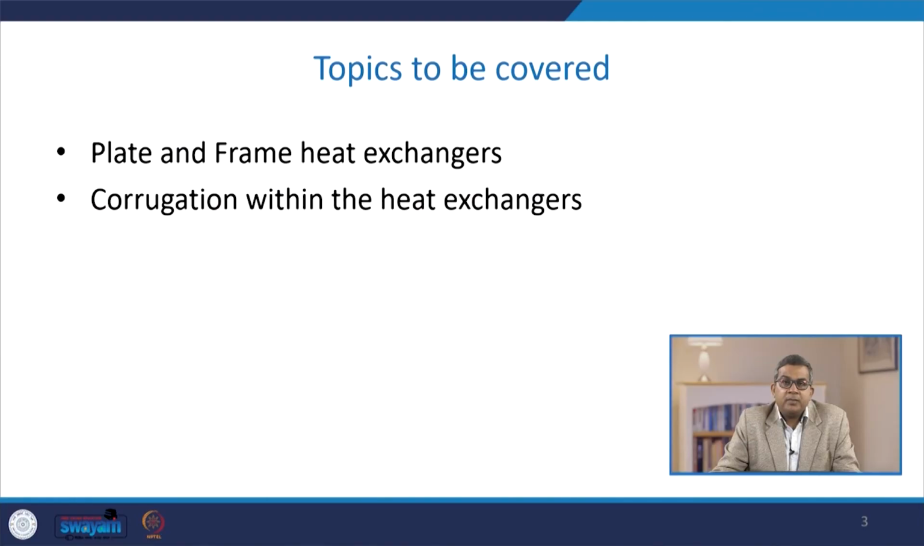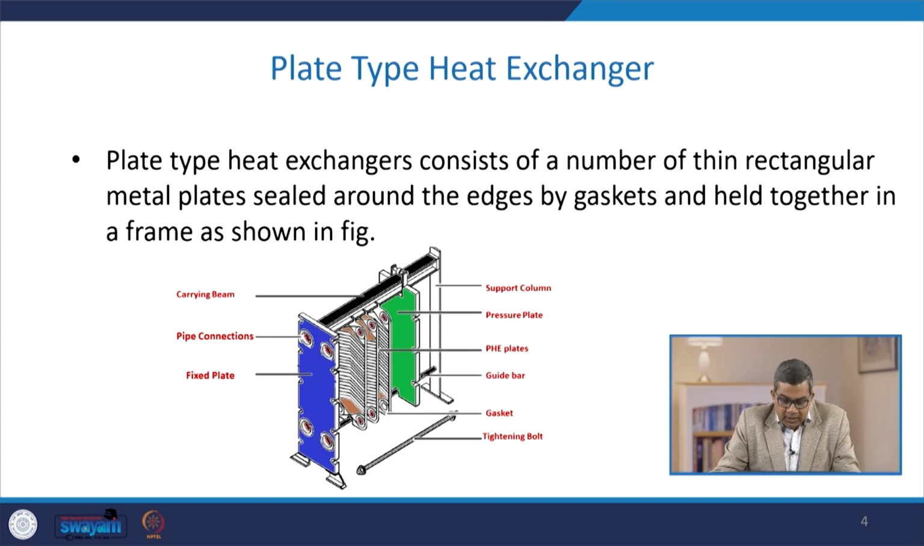exchanger. Now, in this lecture, we are going to cover the plate and frame heat exchangers and corrugation within the heat exchanger. This is again a very important phenomenon. Now, let's have a look at the plate type heat exchanger. It consists of a number of thin rectangular metal plates like this around the edges, and they are supported by the gasket and held together in a frame just like this.